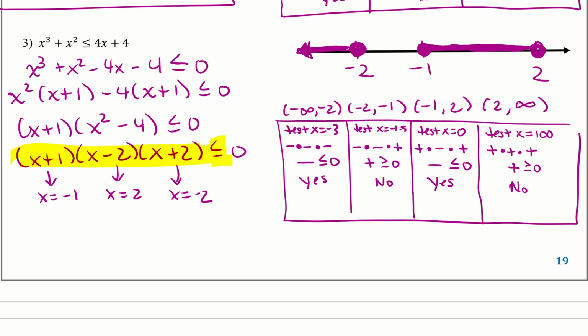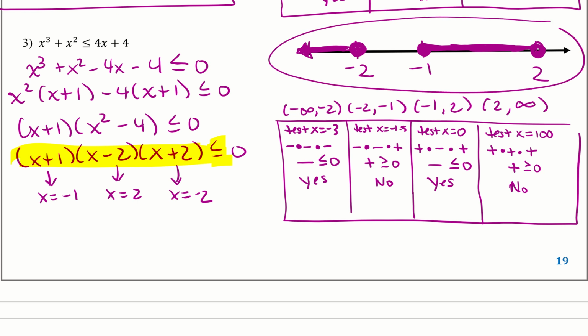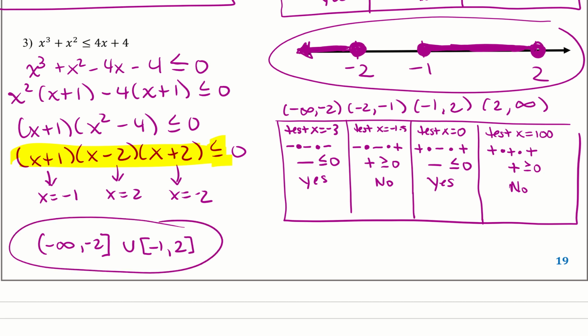So how would I write this? I would write my answer. So the graph is part of my answer, as well as this interval from -infinity to -2. This is going to include the -2, so I will use a closed bracket. I will also include from -1 to +2, including those endpoints. So this is the solution set along with the graph.